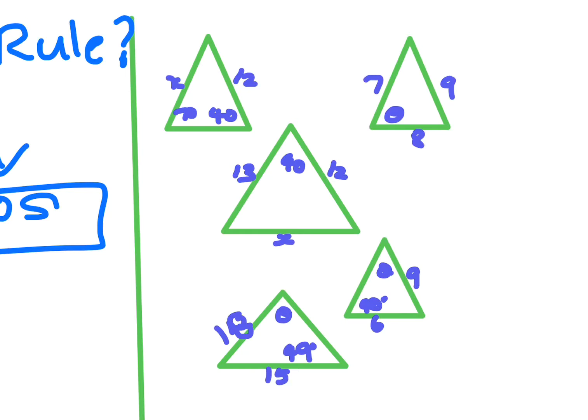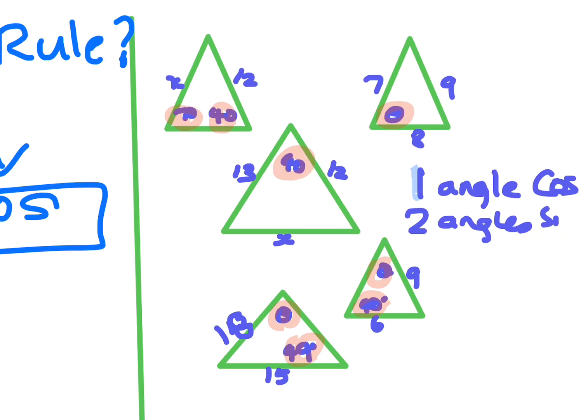Right, so when you're looking at which rule, the first thing you need to remember is to check how many angles are inside the shape. Because if you have one angle, then it will be cos. And if you have two angles, it will actually be sine. Further, you know that it is sine if you can cross them over like that.